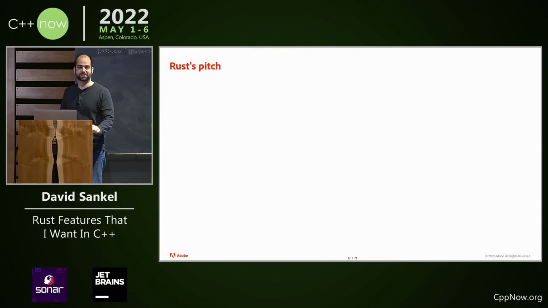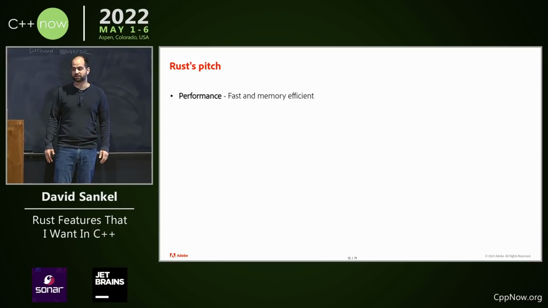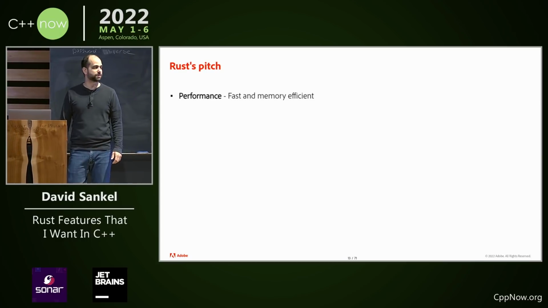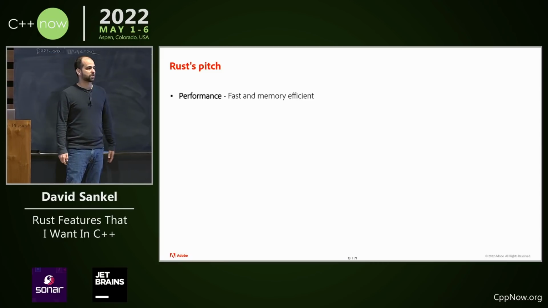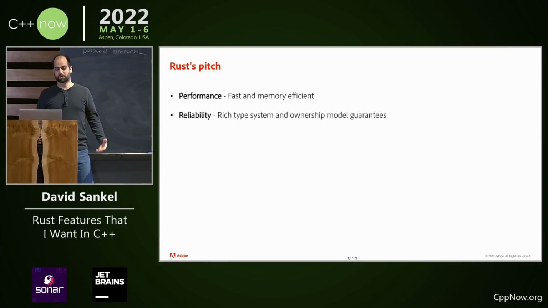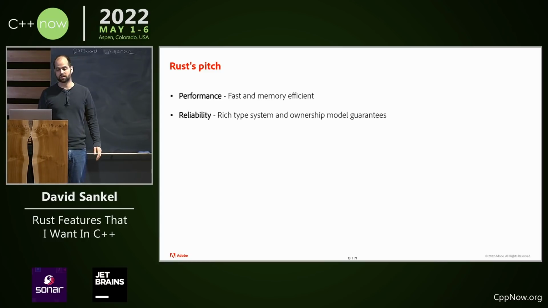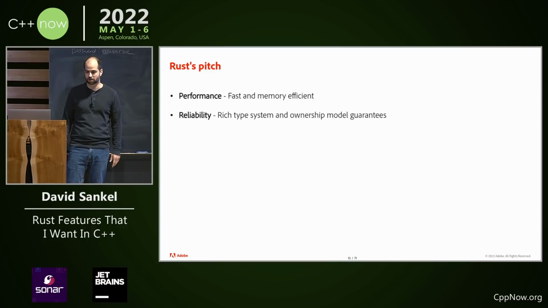So I did, and we're going to see the results of my looking into this language. Here's what Rust's pitch is from Rust's point of view. They say they care about performance. They want fast and memory efficient applications. That's one of their focuses. If you want that, then you should look at Rust. They also say reliability is a really important part of their concerns. They have a rich type system and ownership model guarantees. We'll talk about that way later in the talk.